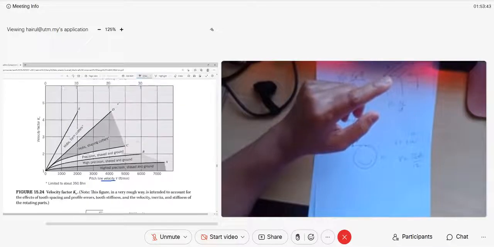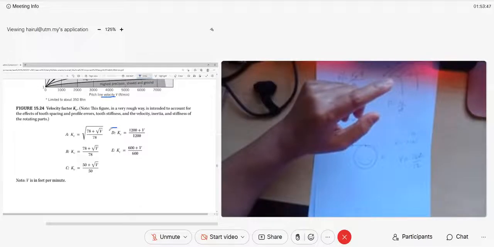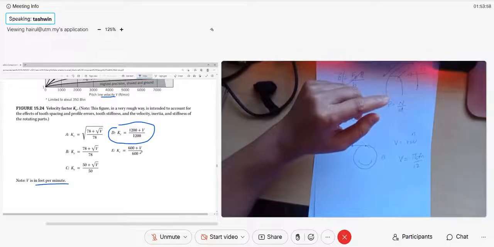If you are D, it means you use the D equation. Understand, class? This equation. So your KV will be (1,200 plus V) over 1,200. So if we put the pitch line velocity from the bottom, where should we stop the line?